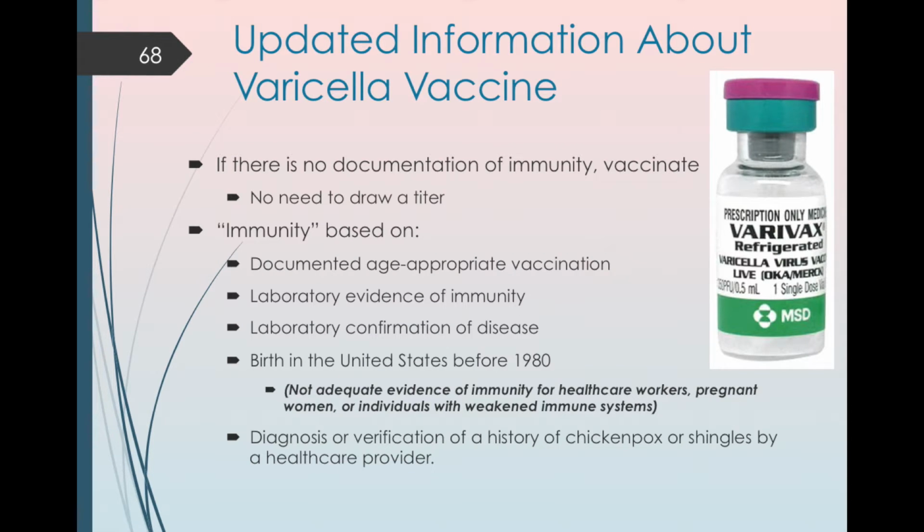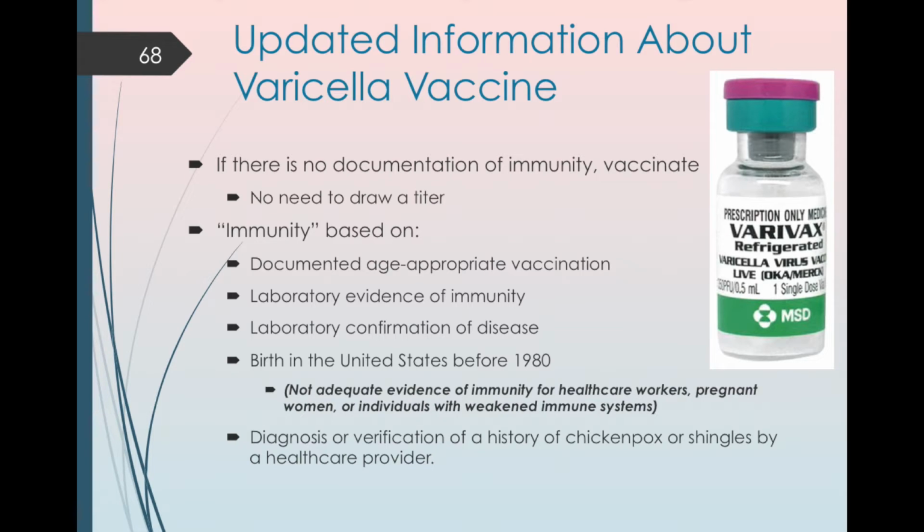Moving on to the varicella vaccine. The varicella vaccine is the one for chickenpox. So if you have no documented immunity, it's just recommended to go ahead and get the vaccine. There's no need to draw a titer. If there's no documentation of immunity, just go ahead and give the vaccine because it's financially less expensive. Immunity for varicella is based on documented age-appropriate vaccination, lab evidence of immunity, or confirmation of the disease.